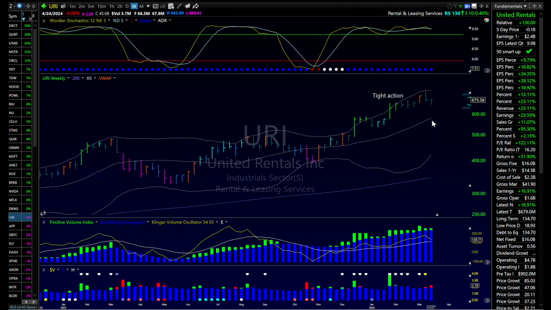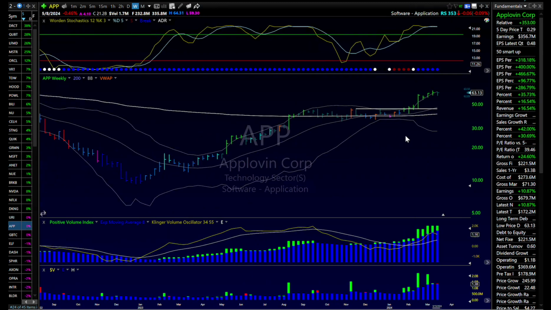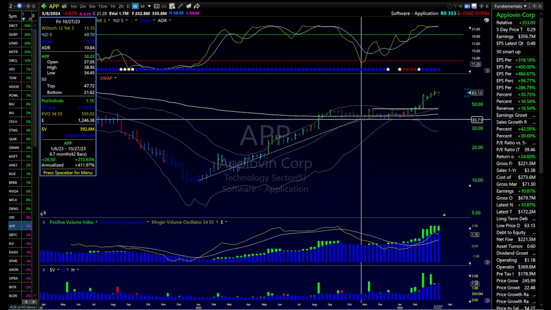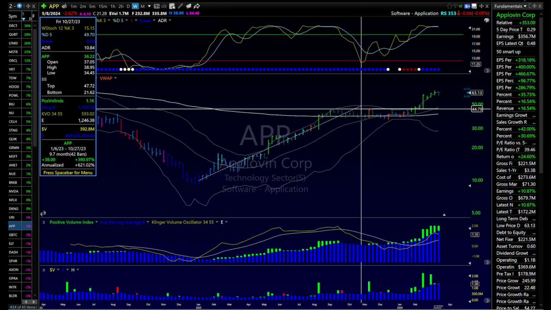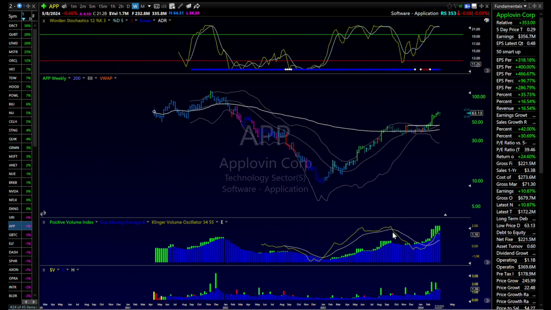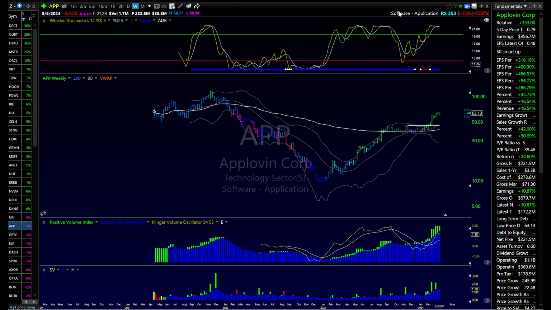United Rentals. Here's another strong one. Makes this big move up from the bottom. About a 4-bagger. Right? Here's an indication where it's starting to slow down. Your first sell signal, like in this area. You have multiple indications. But look how strong this was on the weekly there.